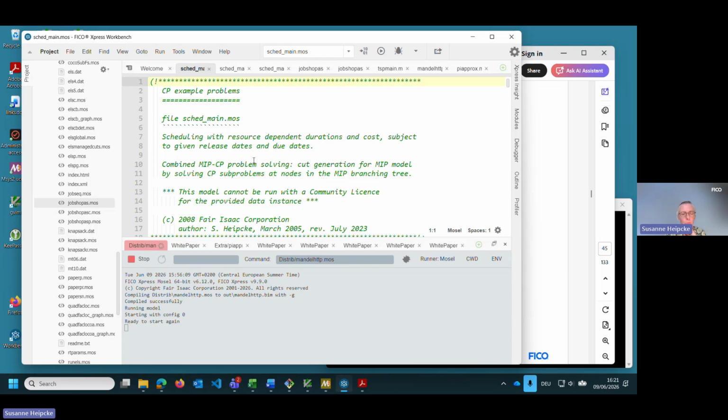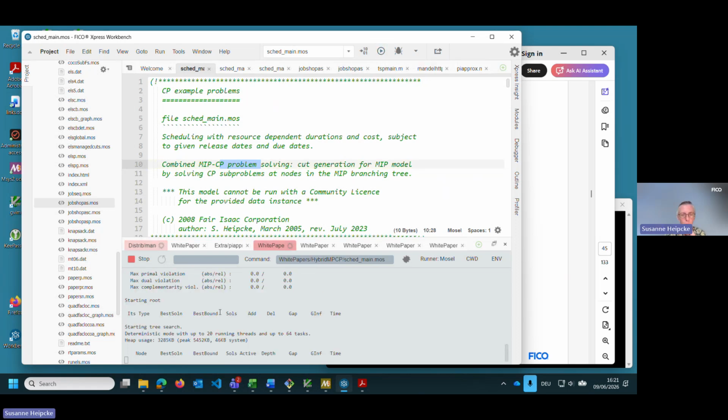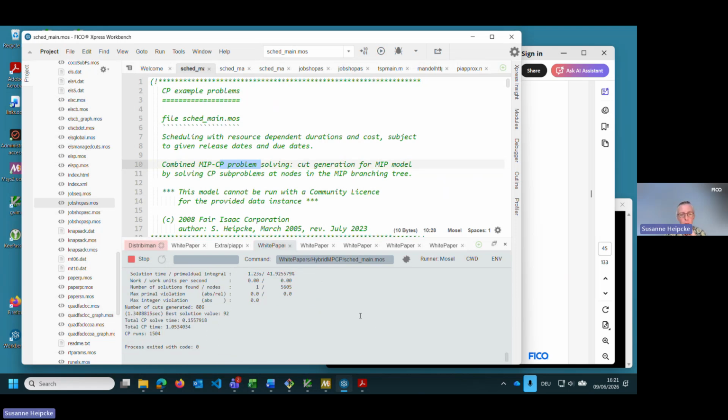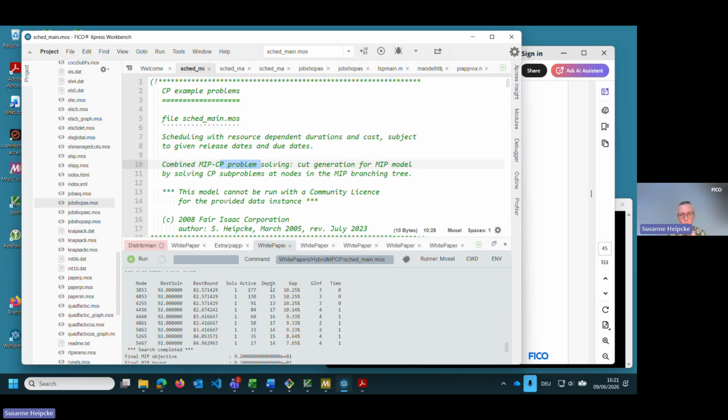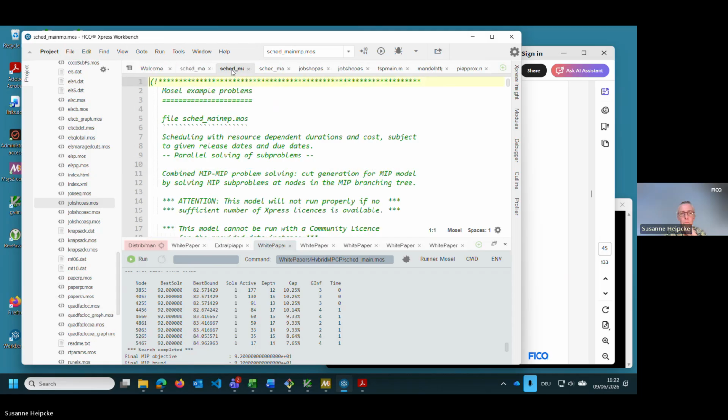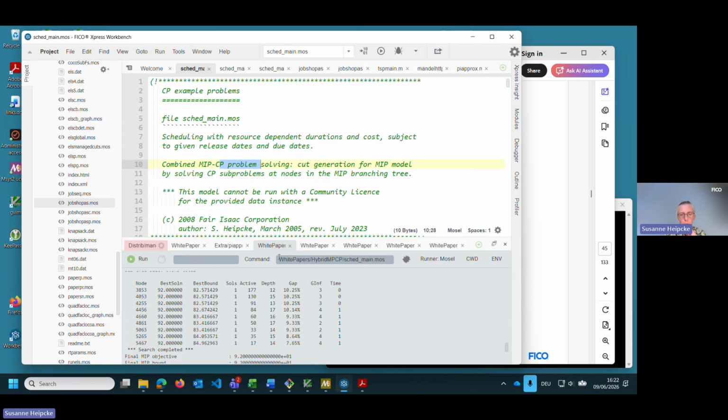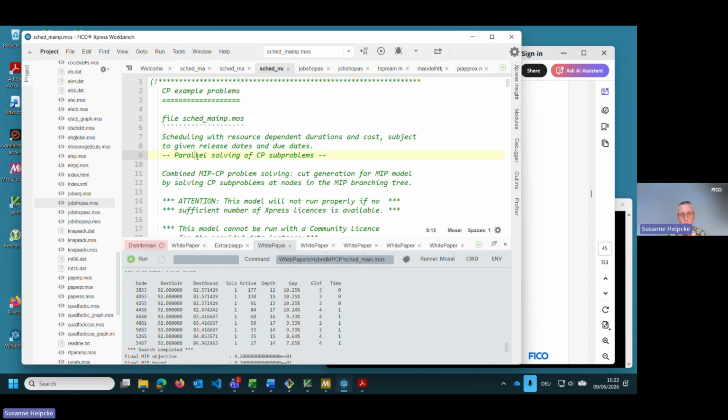But that's just showing this. Actually, what I've opened here is the scheduling example I mentioned previously. I can run this here. This was the version with a MIP and CP. And here I have a MIP subproblem. Here the time was 1, while not solving in parallel. So now I have the MIP and CP running in parallel. I'm starting this one here also.